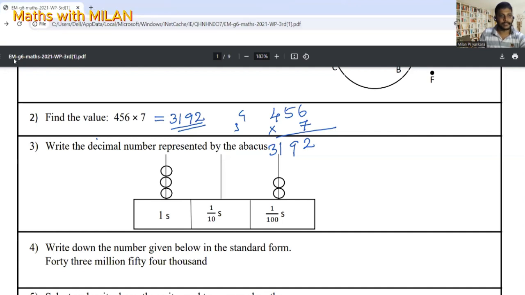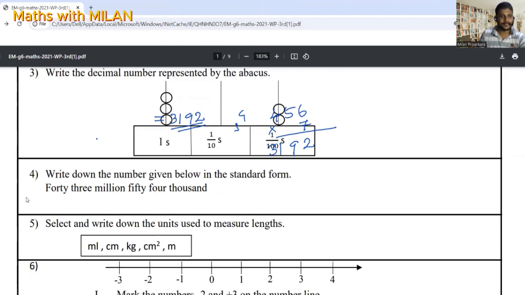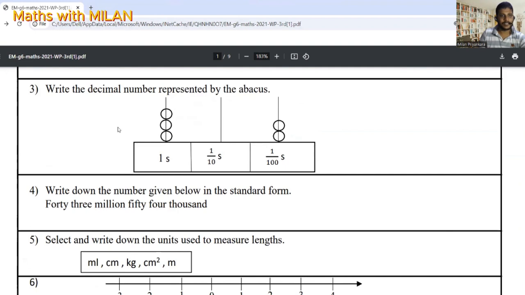Next question. Write the decimal number represented by this abacus. There are 3 ones, so it's 3.02. There are 3 ones, no tenths, and 2 hundredths. So it's going to be 3.02.